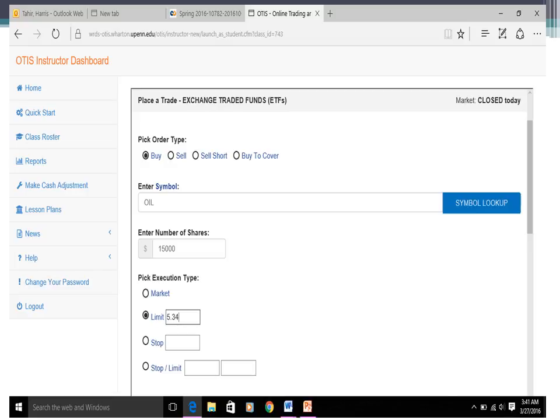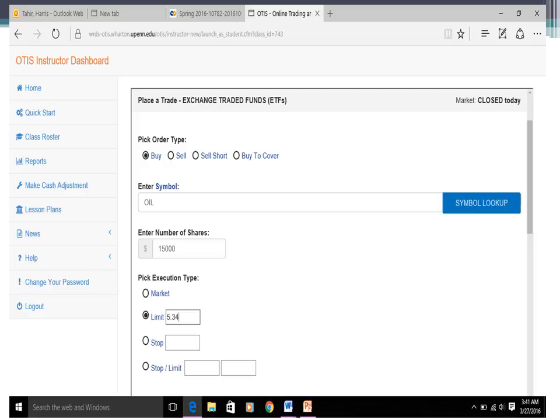In this case, I'm buying here oil, and this is a Goldman Sachs fund that tracks the movement in the commodity oil. I am buying 15,000 shares of oil, ticker symbol OIL. It's a limit order, which is going to become a market order when oil, ticker symbol OIL, gets to my price point, which is $5.34.